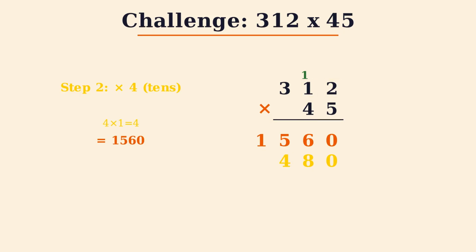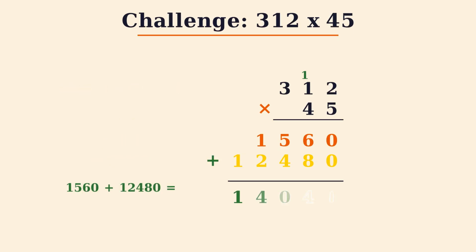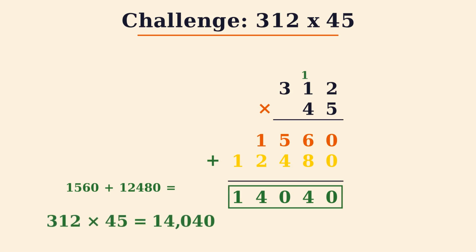First row is 1560. Step 2, multiply 312 by 4, the tens digit. Add your placeholder 0 first. 4 times 2 equals 8. 4 times 1 equals 4. 4 times 3 equals 12. Second row is 12480. Now add 1560 plus 12480. That gives us 14040. So 312 times 45 equals 14,040. Wow, you just crushed a tough problem. You're officially at boss level multiplication.